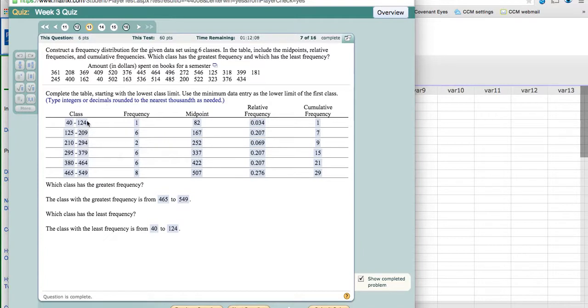Now, in the very beginning of Chapter 2, it talks about how you need to find the range of the data and then figure out what the class width is going to be. They're telling you that you need to have 6 classes. So it's going to be the range divided by 6, rounded up to the next whole number.